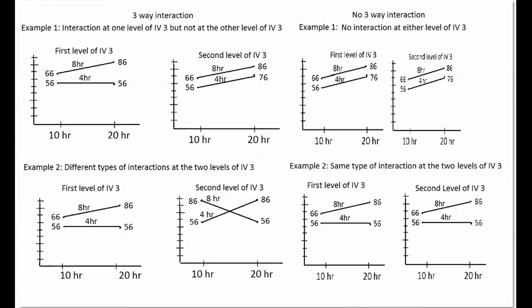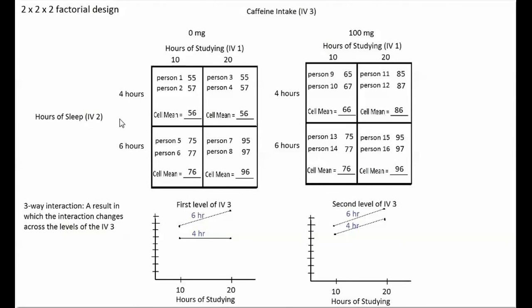The main effect of IV2, which is hours of sleep, would be the difference between the mean of all 8 people who were assigned to the first level of hours of sleep and the mean of all 8 people who were assigned to the second level. In other words, it would be the difference between the mean of all 8 people in the 4-hour of sleep condition and the mean of all 8 people in the 6 hours of sleep condition. These 8 people in this entire top row up here are in the 4-hour condition. These 8 people in this entire bottom row are in the 6-hour condition.